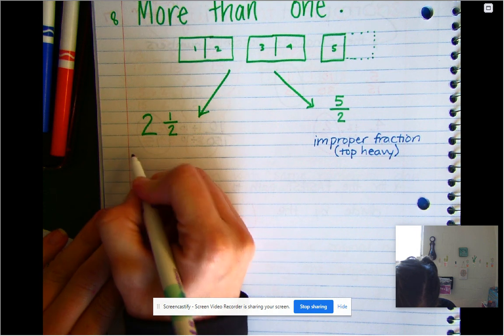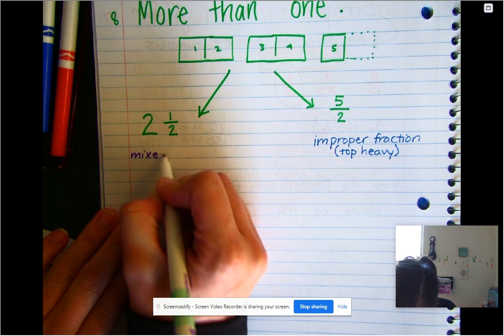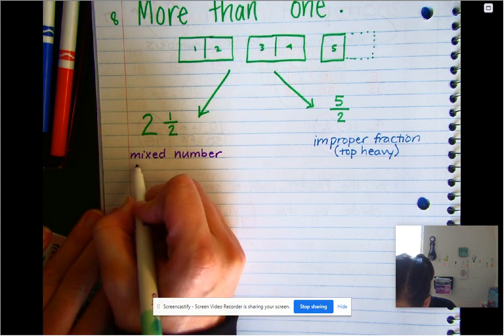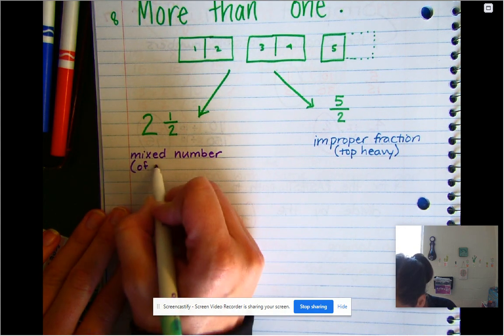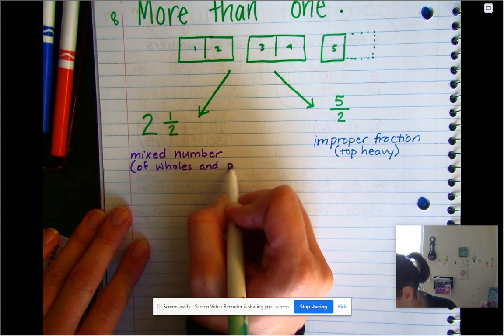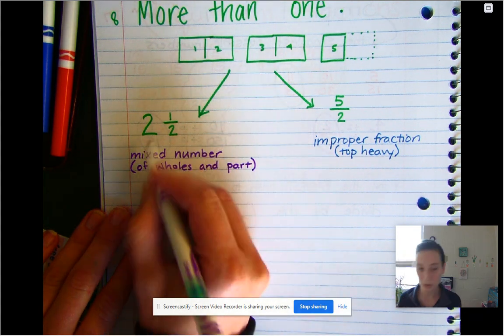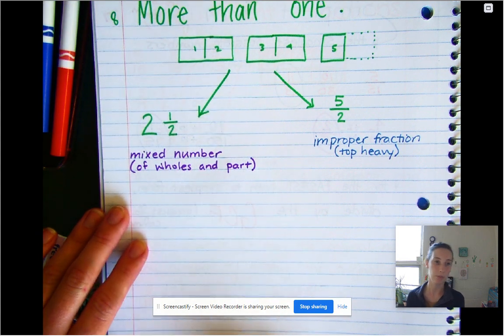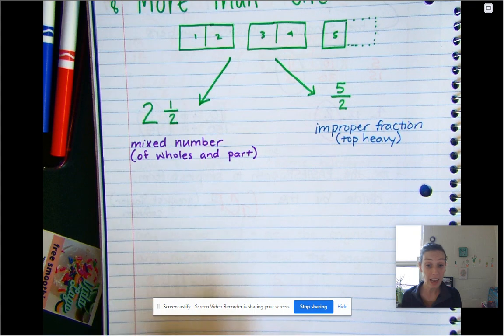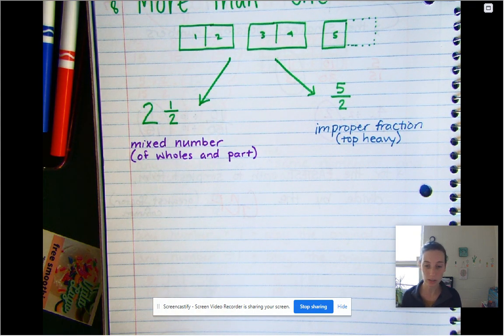And it's called a mixed number because it's a mix. It's a mix of whole numbers and parts of numbers. So the 2 would be 2 wholes and the half would be the part. Anytime we have more than a whole, we're going to be using one of these 2 things. These are our only 2 options. But sometimes it helps to be able to go back and forth.